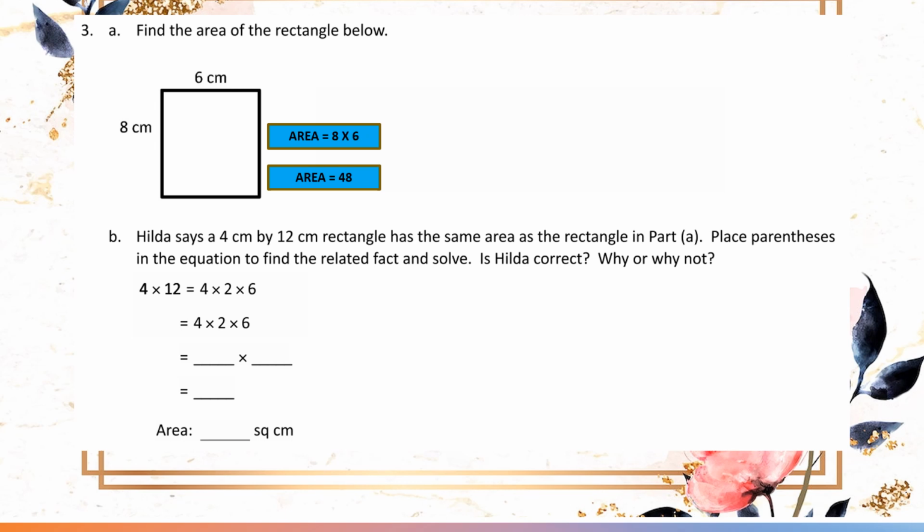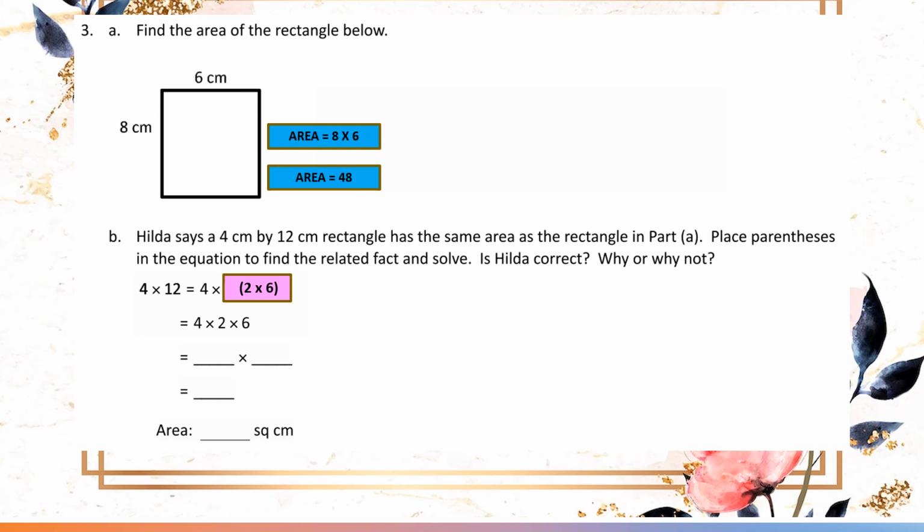Okay, so for 4 times 12 equals 4 times 2 times 6. That means that they have to have the parentheses placed around the 2 and the 6 because I know that 2 times 6 is 12. So that's how they have it grouped to create the equation 4 times 12.